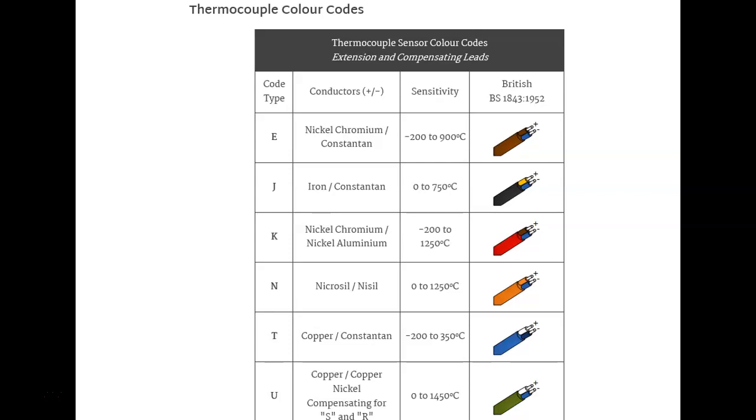By the way, they color code them. They should be color coded, and a lot of times it actually tells you the metals that are used. So what you don't want to do is plug that thing in backwards. It's got a plus and a minus on it. If you plug it in backwards, it's not going to work, right? You understand? Because you wouldn't have the right metals together.